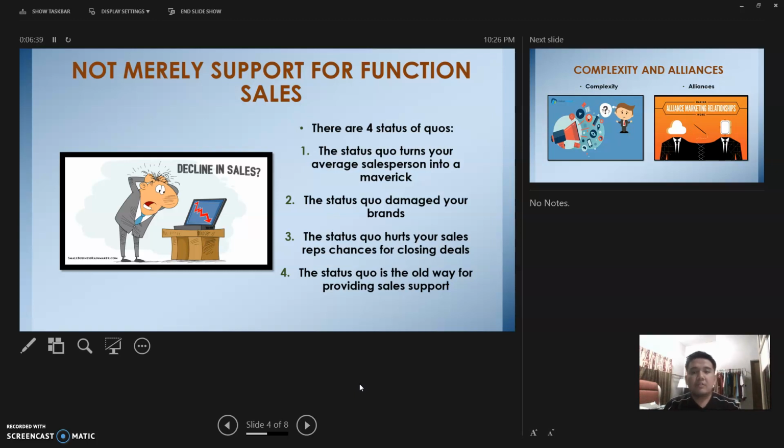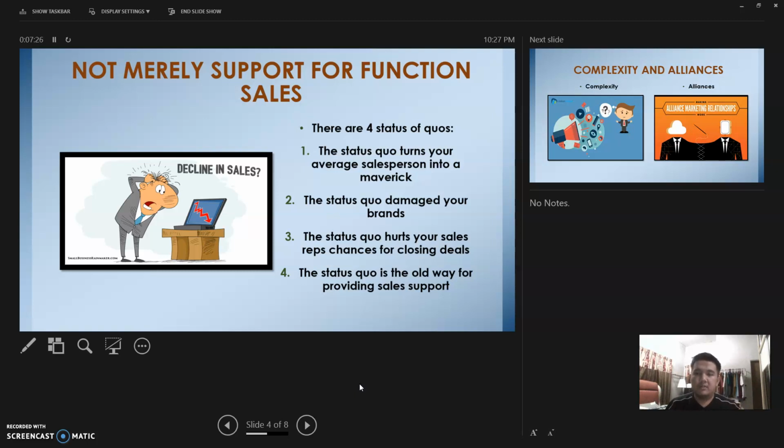The last status quo is the old way of providing sales support, where everybody is looking out for themselves, and many refer to this status quo as the wild west of sales, as references and resources are limited. Only the top performers have access to sales assistance and the materials they need, which are very hard to get by, and it can cause significant inefficiencies for the majority of the members of the company. The result is it can also create enforcement problems. So that's for me about not merely support for functional sales.